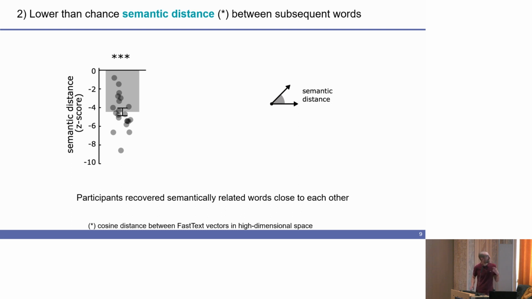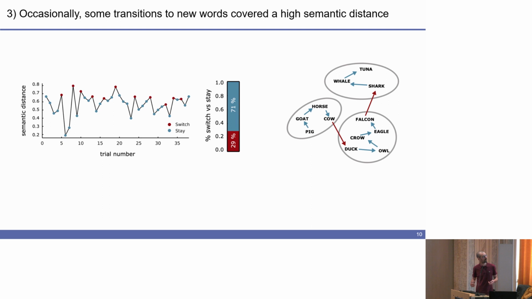However, this pattern of retrieving together semantically similar items is broken down from time to time. Here is an example of a trial in which you can see the different dots being single words, and highlighted in blue are the semantically similar words, and from time to time there is a word that is semantically more different than the neighbors.